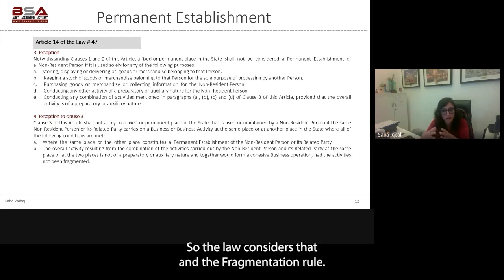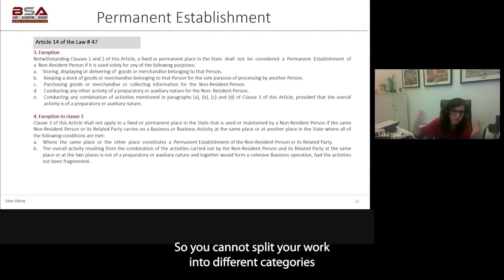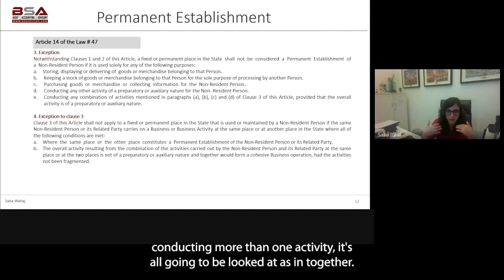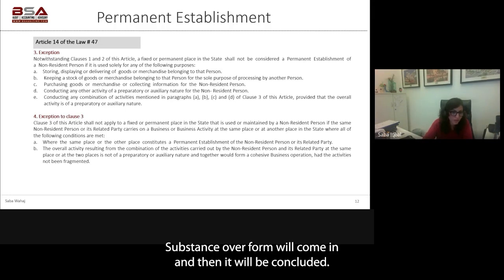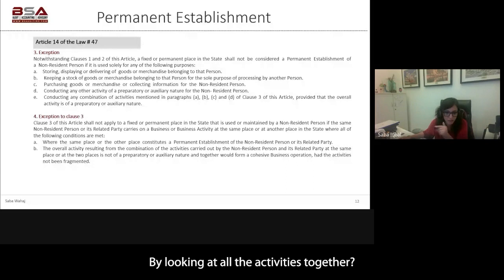So the law considers the anti-fragmentation rule. So you cannot split your work into different categories to show that none of them is creating a permanent establishment. If a non-resident is conducting more than one activity, it's all going to be looked at together. Substance over form will come in, and then it will be concluded whether it is creating a permanent establishment or not, by looking at all the activities together.